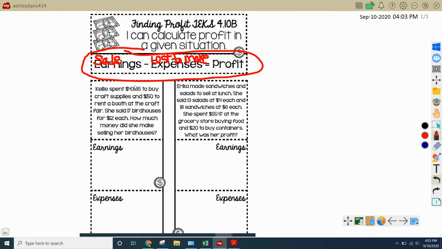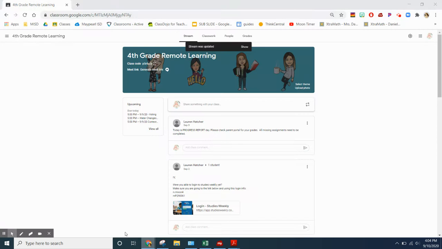What we're going to do here is read these two scenarios and try to separate what are the earnings and what are the expenses. We're not going to solve for profit here. We're just going to have you figure out what you think is your earnings, which is your sales, and what you think the expenses are. So go ahead and pause the video and read both of these scenarios and see if you can decide what in these scenarios are the earnings, the sales, and what are the expenses, or the costs to make.